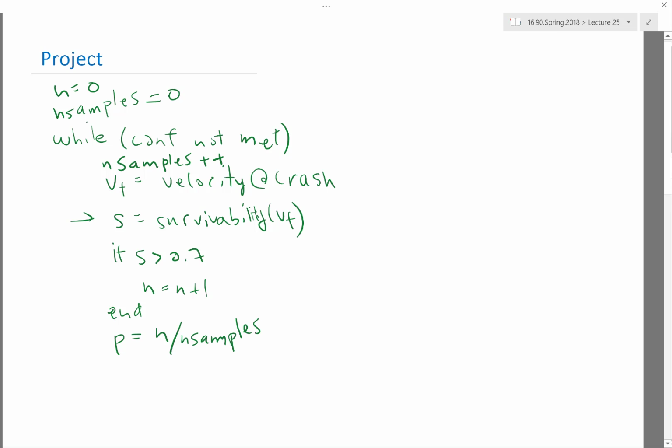And I can check if the confidence is met. Most of you got this part using the 2.58 for the 99% confidence. It's basically 2.58 times the square root of p times 1 minus p over n samples. If that's less than 0.01, then we're done. Break. That's the basic idea. But if you did it the other way, that's perfectly fine.